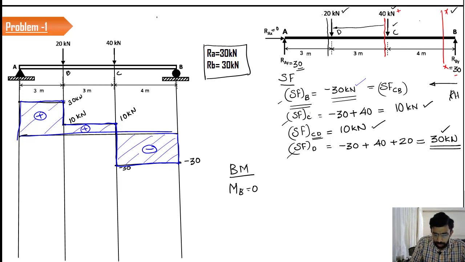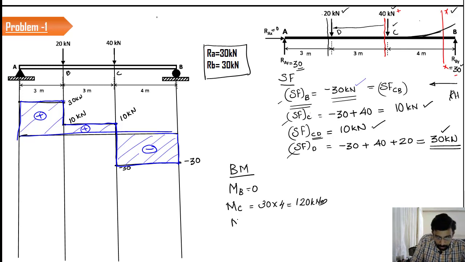And again we start to travel from B to C. And if you take the moment at C, we have moment only due to the load 30 kilonewton. Because 40 kilonewton is acting at the point C, which will not create any moment at C. And we will consider 30. So 30 is creating a sagging effect. If you look here, this 30 is going to create a sagging effect. So the value is 30 into 4. The answer is 120 kilonewton meter.